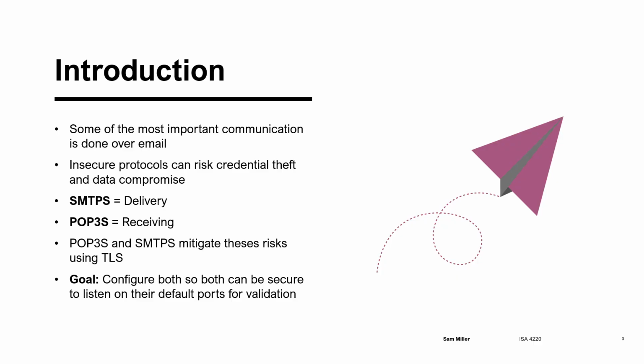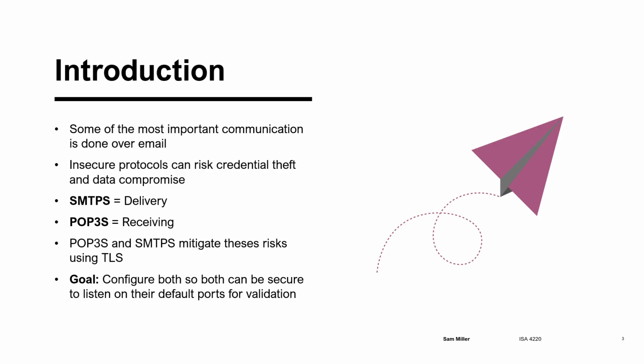So, some of the most important communication that we are going to do in the business world or personal life is mostly going to be done over email. We all use it: university, work, for receipts, sending important documentation to ourselves, and we're going to want to make sure that that is secure. We don't want to be running any insecure protocols that can risk credential theft and data compromise.